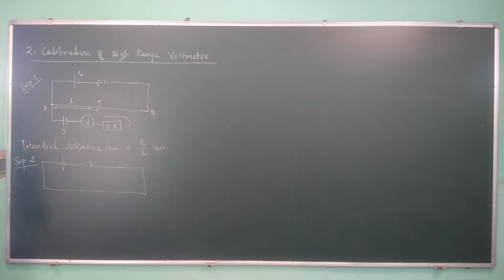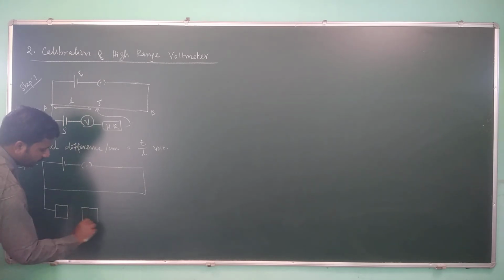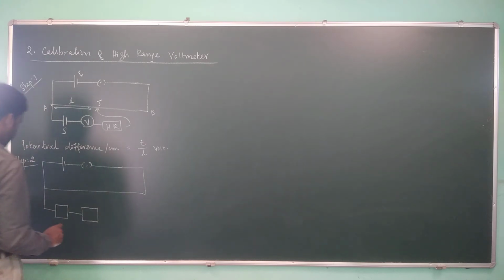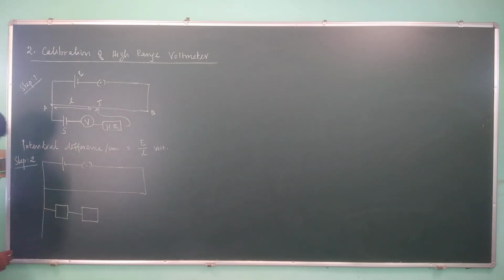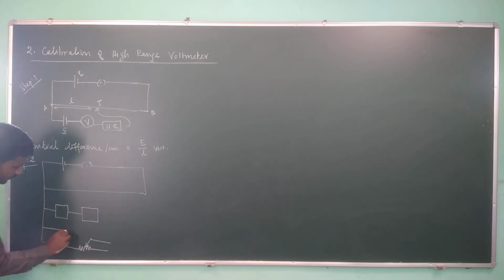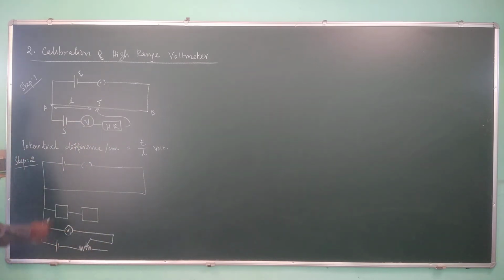In the second part, what we have to do is remove all this, and we take two resistors P and Q. It is connected in such a way that there is another DC source connected here, and there is a rheostat here. And now let's connect a voltmeter in order to measure how the potential difference is created.